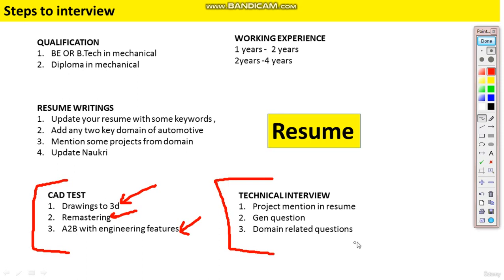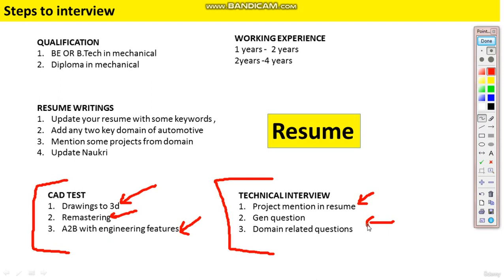If you clear the CAT test, there will be a technical interview. In the technical interview you have to just focus. They will ask questions from your resume only, whatever you have mentioned in your projects, the parts. And then they will ask general questions about the companies where you worked earlier. You have to answer very confidently.